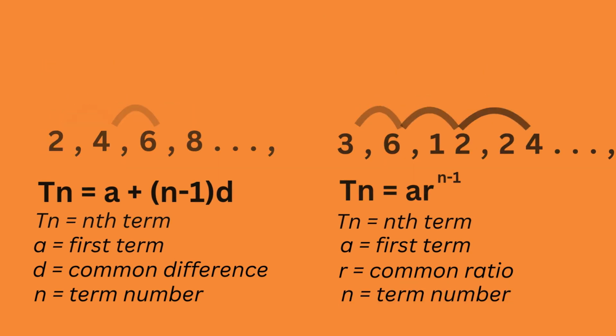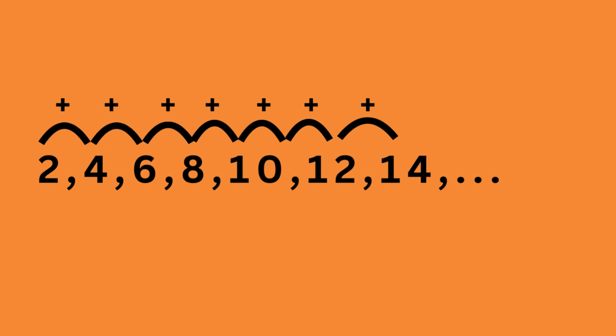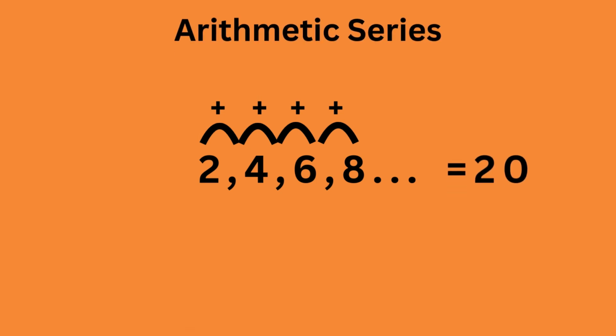Now, let's talk about series. A series is the sum of the terms in a sequence. So, if you take all the numbers in a sequence and add them together, that is your series. For example, if we have the sequence 2, 4, 6, and 8, adding them up gives us a series of 20. For an arithmetic series, you add up the terms in an arithmetic sequence.